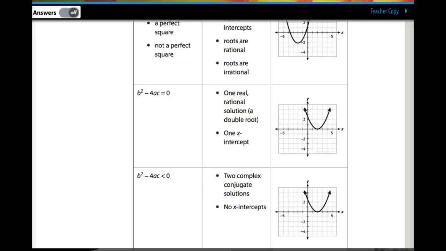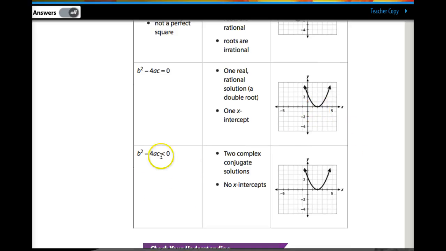Final situation is when the discriminant is negative. So you can write right underneath here, negative, because that's what less than 0 means. So when your discriminant is negative, that means that you're going to have two complex conjugate solutions, which means you have no real x-intercepts. Now, on my online version, I don't know why, but the graph is incorrect on my online version, but I think that in your book it's fine.